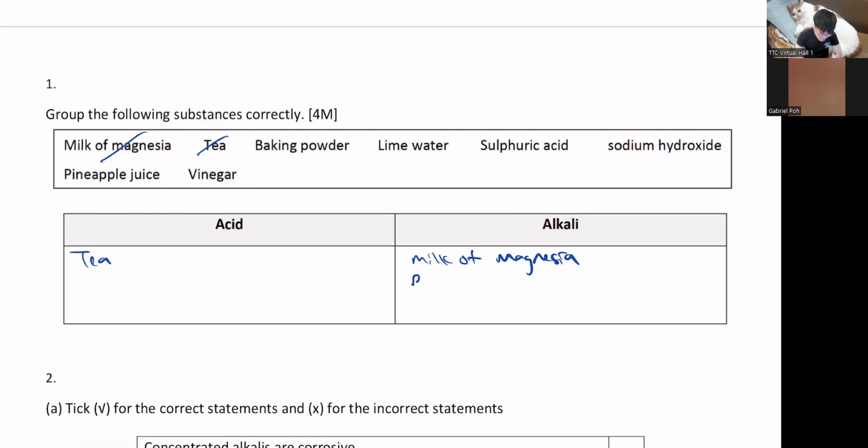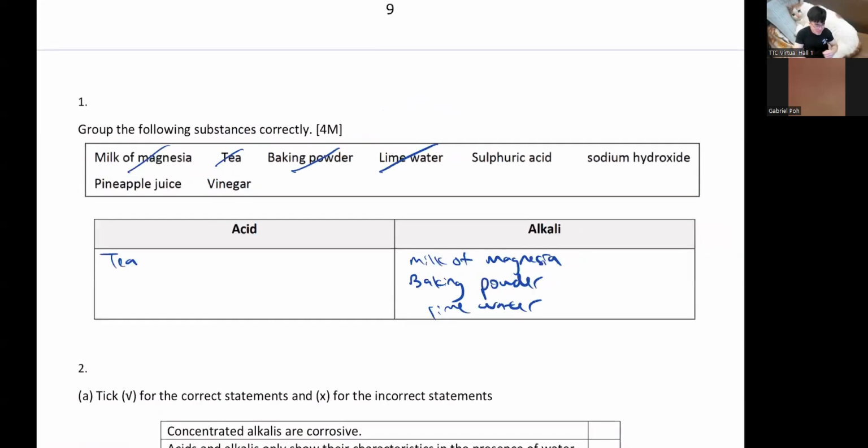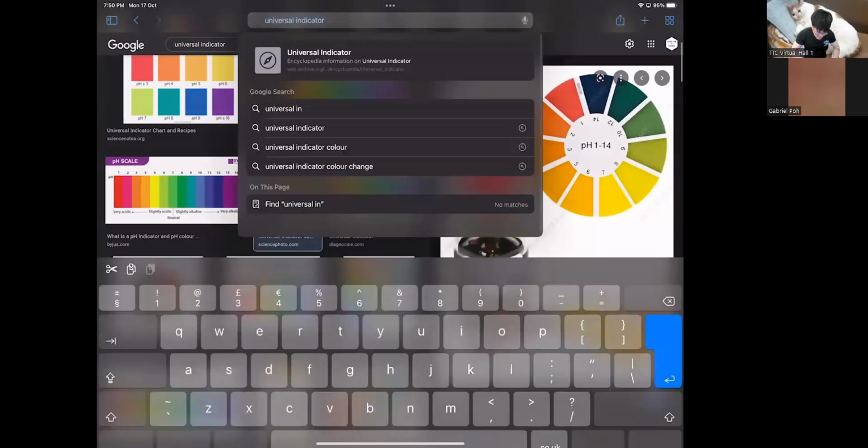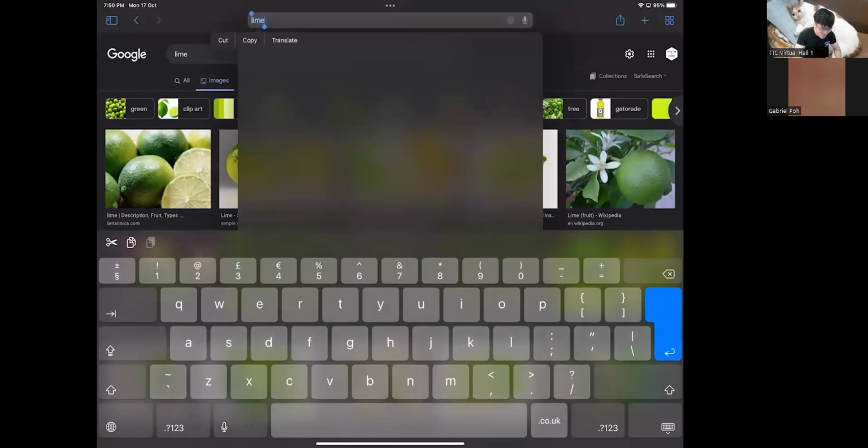Okay, so next, baking powder. As I said, this is alkaline. You use this to rise your bread. Lime water, that's alkaline. Please don't get this confused. Lime water is not this lime. I know it sounds funny. This lime is acidic, no question about that.